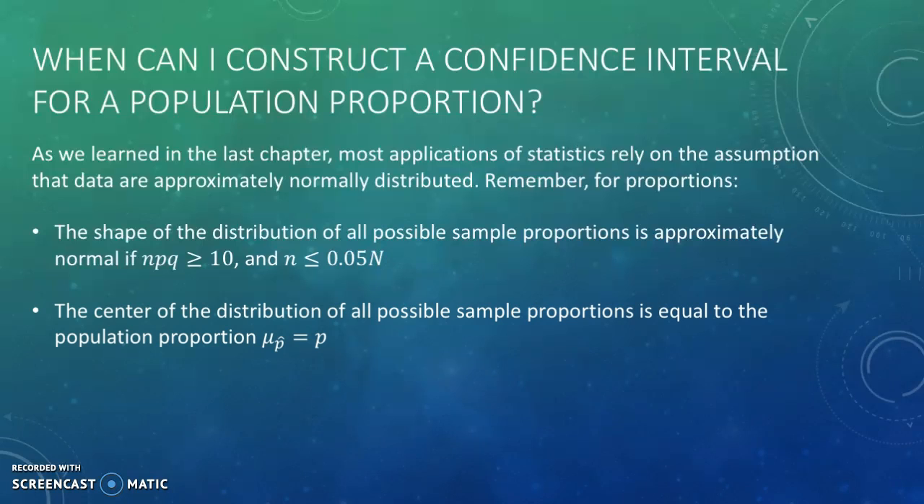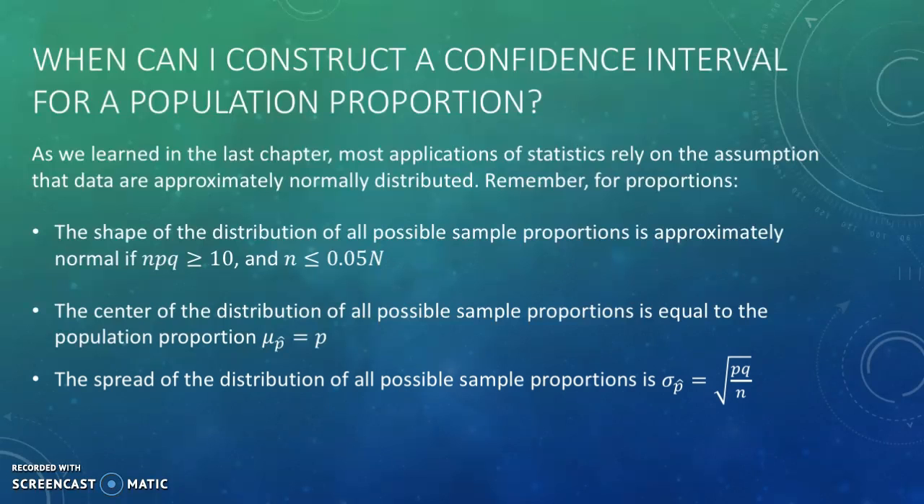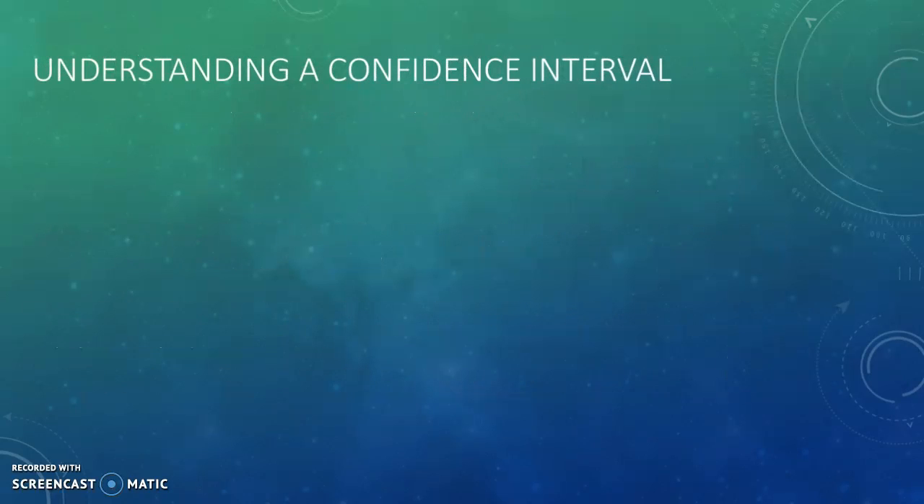The center of the distribution, that's your mean for p hat, is just the population proportion, which unfortunately we don't know. The spread of the distribution is the standard deviation. The standard deviation for p hat is the square root of p times q over n. So the frustration here is that we're trying to estimate p, so we don't know p, which means we also don't know q. So we have to make some concessions when we're trying to make these confidence intervals about the mean and the standard deviation.